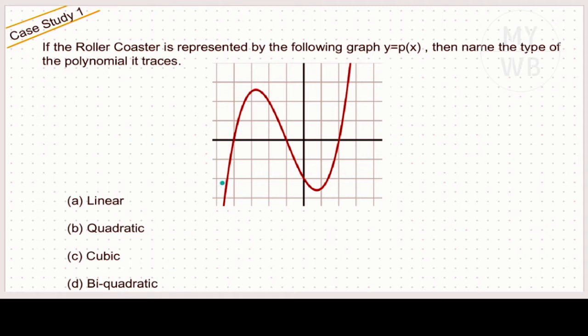Here we see that the graph intersects the x-axis at 3 distinct points. This is one point of intersection, another point of intersection, and third point of intersection. So the degree of the polynomial will be 3. Hence, the polynomial will be a cubic polynomial.